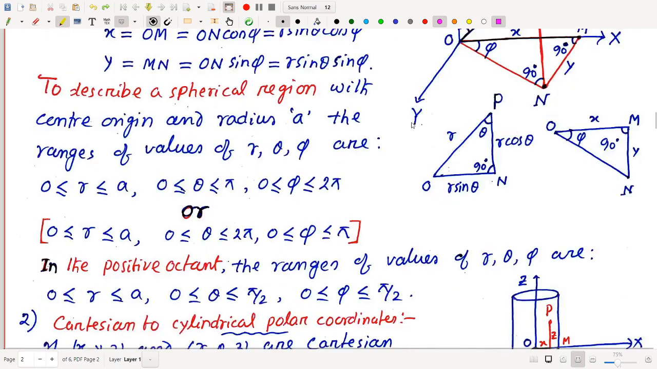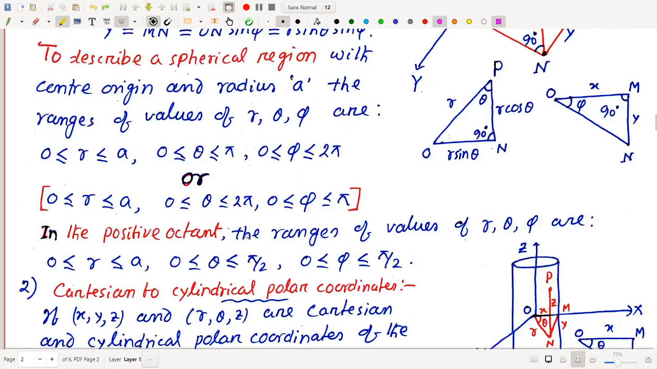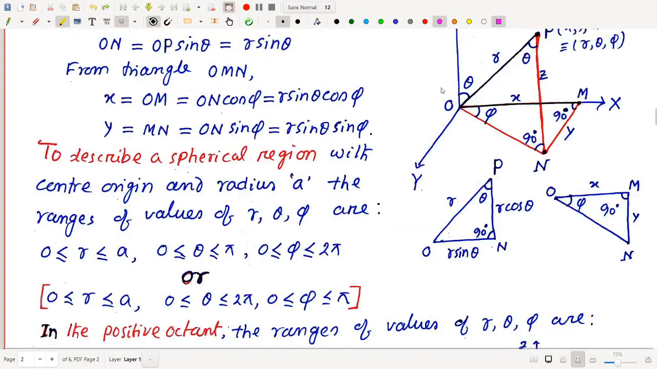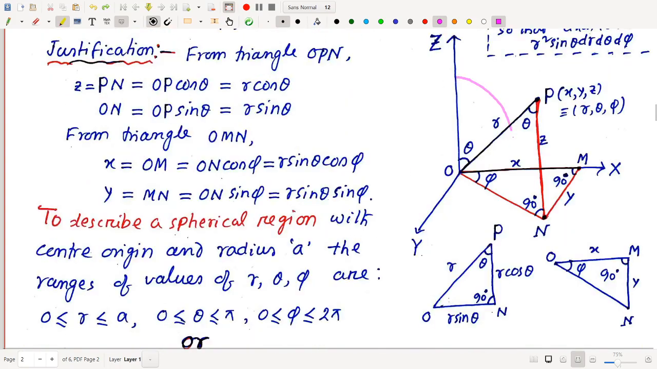And if we want the positive octant of the spherical region only, then the ranges of values of R, theta, phi are R from 0 to a, theta 0 to pi by 2, phi 0 to pi by 2. In that case, theta will be 0 to pi by 2 from the z-axis to the x-axis, and then phi will be from 0 to pi by 2. So the octant of the sphere in the positive octant will be described if R is 0 to a, theta 0 to pi by 2, phi 0 to pi by 2.